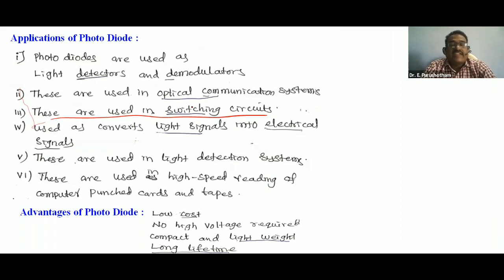Applications. Photodiodes are used as light detectors and demodulators. These are used in optical communication systems, switching circuits, and converting light signals into electrical signals. These are used in light detection systems. Photodiodes are also used in high speed reading of computer punched cards and tapes. Advantages: available at low cost, lightweight, and having a long lifetime.